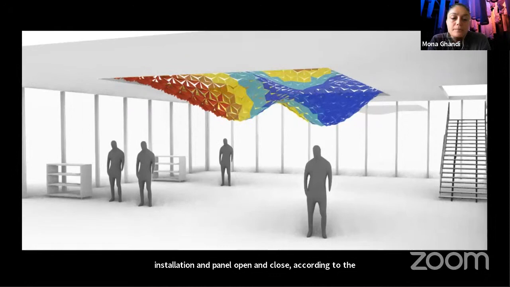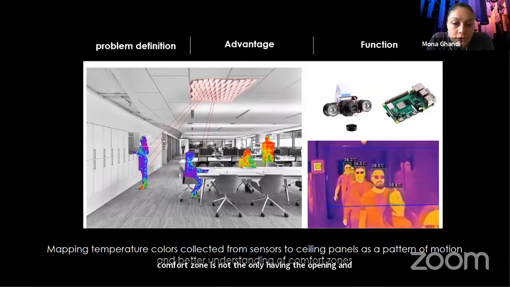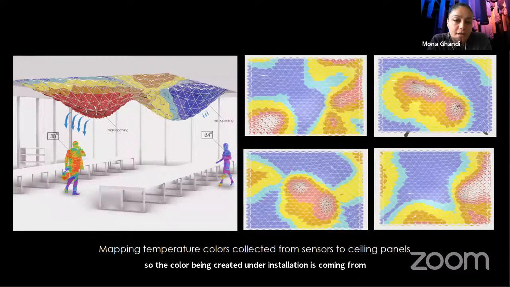So it's not only opening and closing to provide thermal comfort, but they also have a color code. The temperature image of the people falls on the ceiling panel so that the people can be informed about their body temperature. The color created on the installation comes from the body temperature of the people who are around that area.